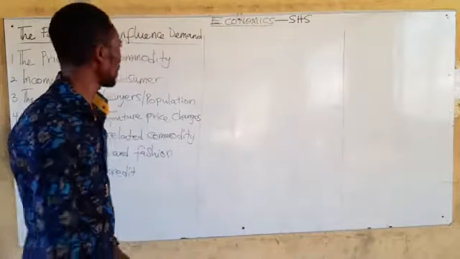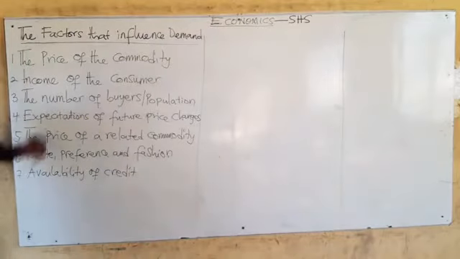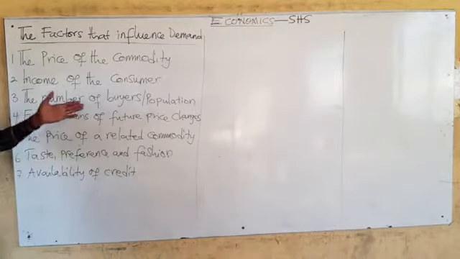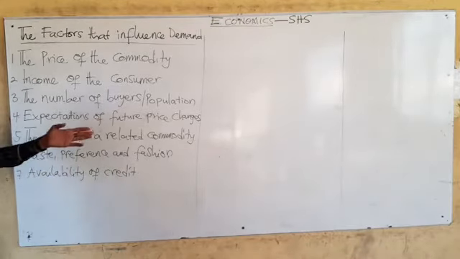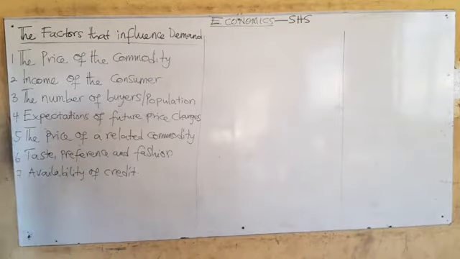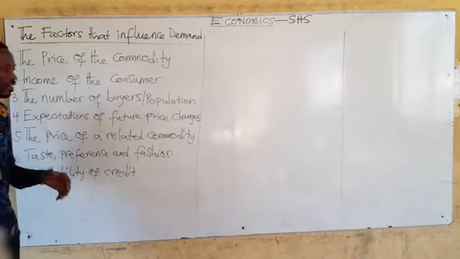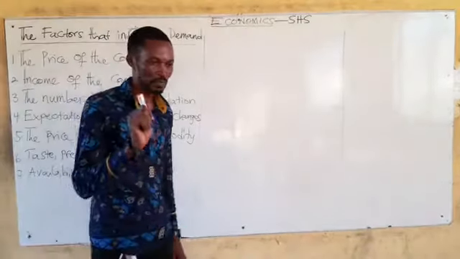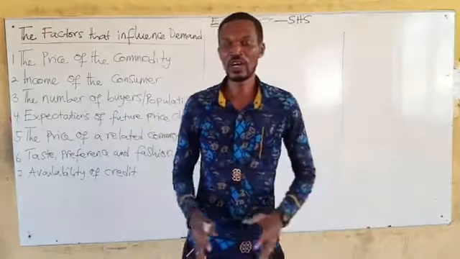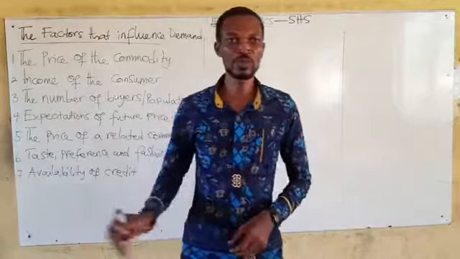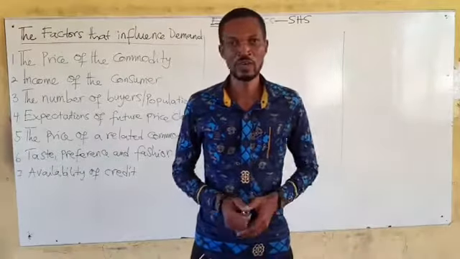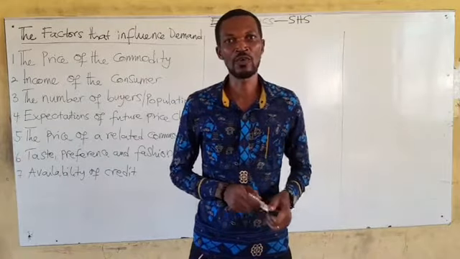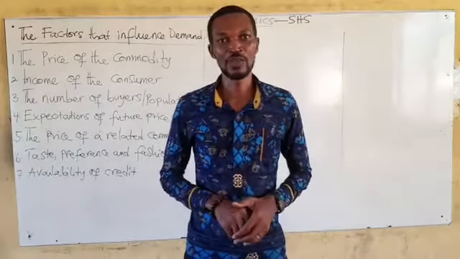Okay, so we said that the factors are the price of the commodity, the income of the consumer, the number of buyers or the population, expectations of future price changes, the price of a related commodity, taste, preference and fashion. Last time I wrote likeness, no problem. Also availability of credit and other factors. If you get any book that you have, a very good economics book that you are using, you should be able to see these factors and many more, and that will help you. But Iconic is one of the best, and I believe that if you go for the Iconic economics book, you are going to like it.